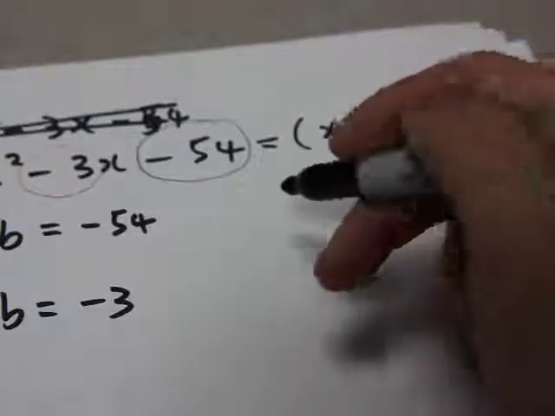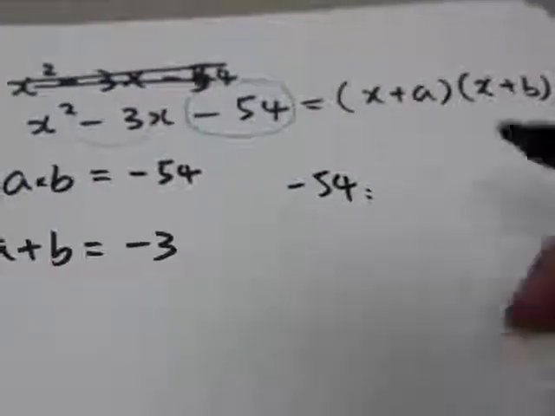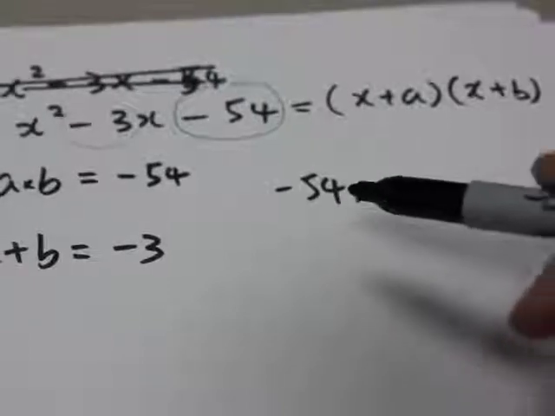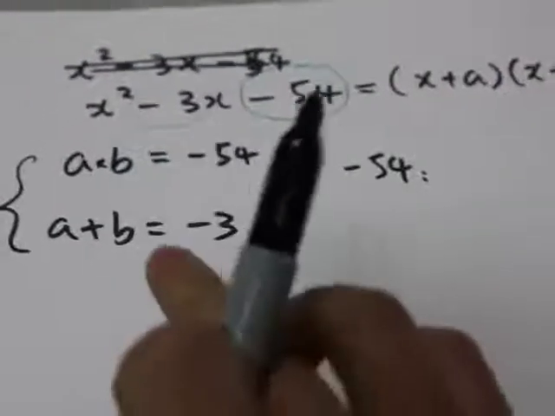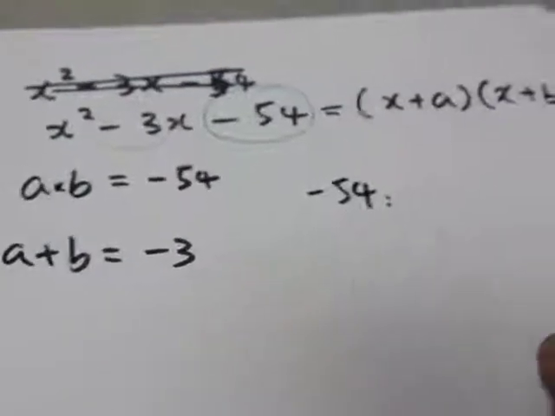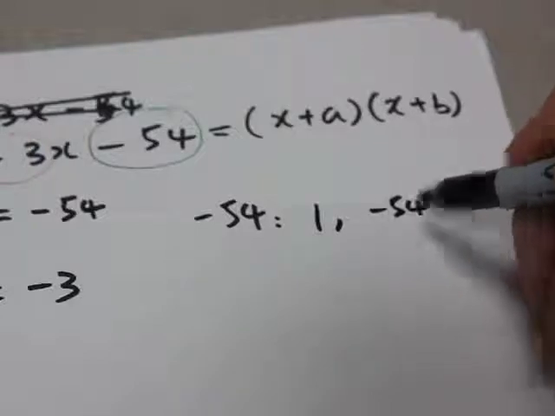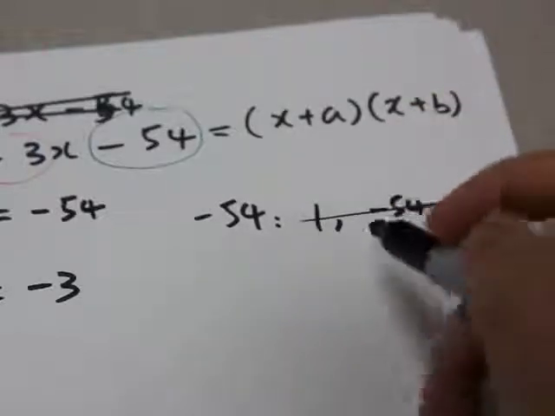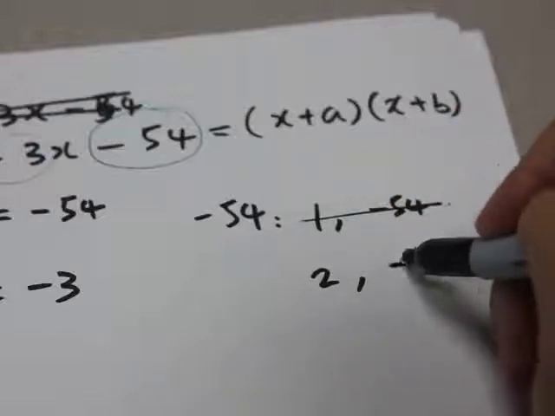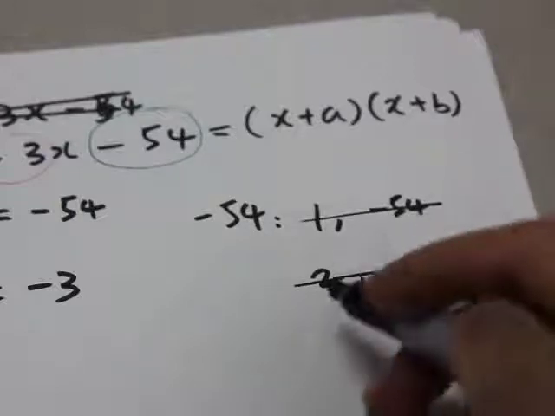Now we know that because the product of them is negative 54, a and b are both factors of 54. Now let's begin to search for all the factors of 54 to see which two will satisfy the second condition, which is that the sum is negative 3. So 1 and negative 54, obviously this is not it. Let's try 2 and negative 27. No, this is not it.